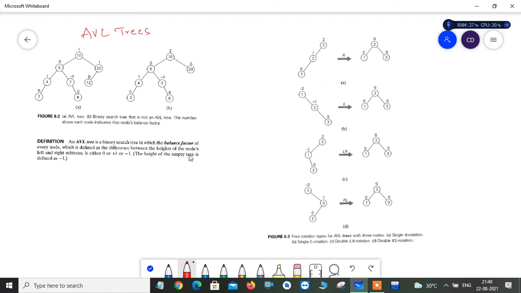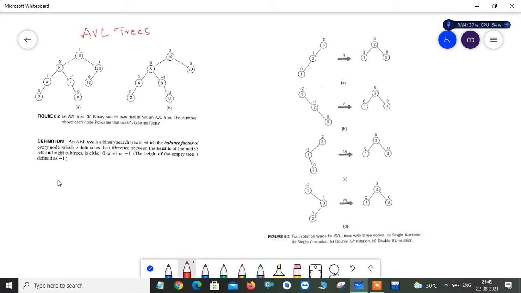Now coming to the definition of an AVL tree. An AVL tree is a binary search tree in which the balancing factor at every node, which is defined as the difference between the heights of the right and left subtrees, is either 0, 1 or -1. Then such a tree is said to be an AVL tree.